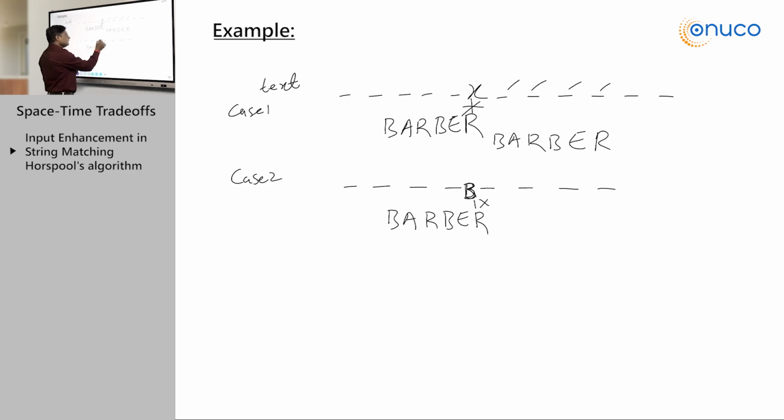Then, is any B present in this pattern? Yes. What is the position? From the right hand side it is B, 1 shift, 2 shift. 2 shift is needed, right? If you do the 2 shift, how does it look? It looks like BER, BAR. See, B and B are matching now.